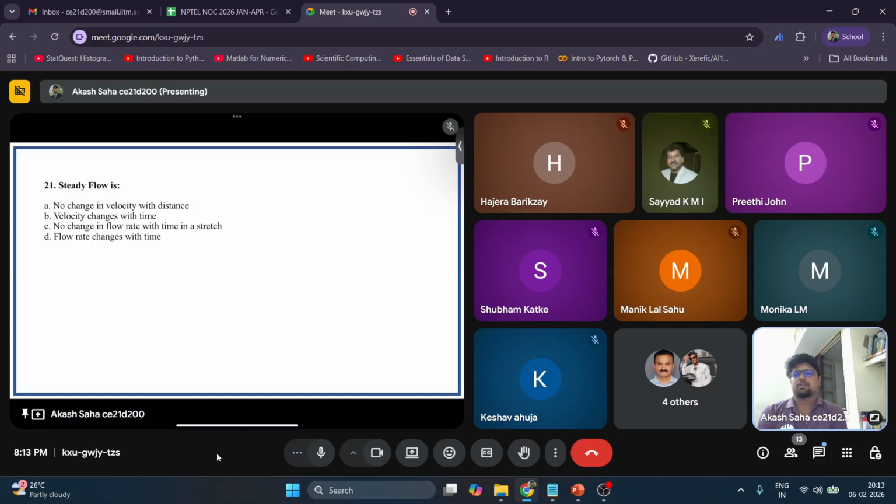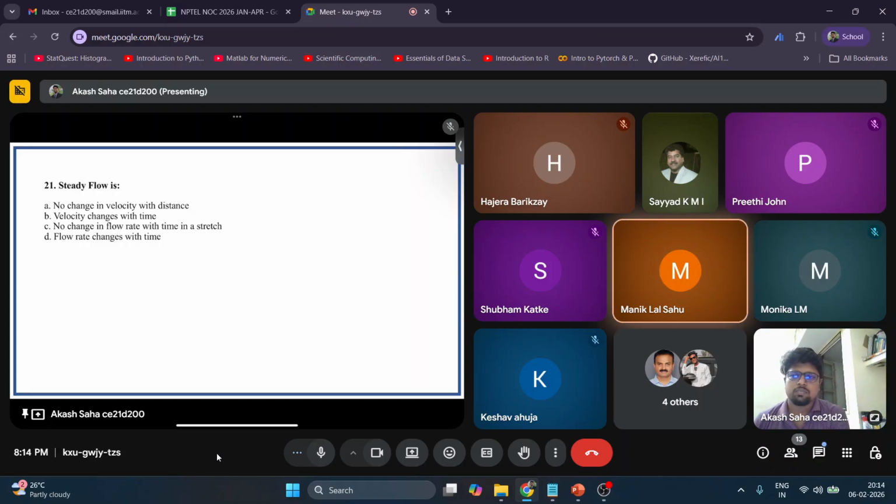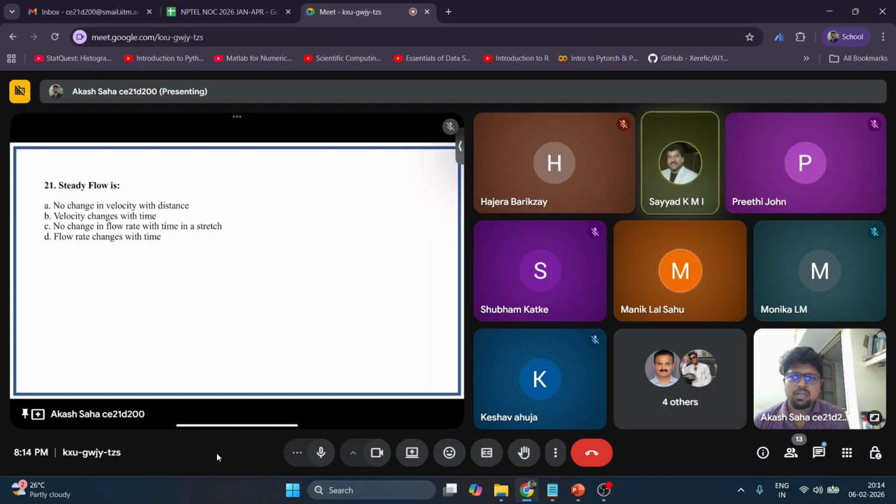Steady flow is: no change in velocity with distance, velocity changes with time, no change in flow rate with time in a stretch, or flow rate changes with time. So what do you mean by steady flow? D is the right answer. No, no, change in velocity with distance.